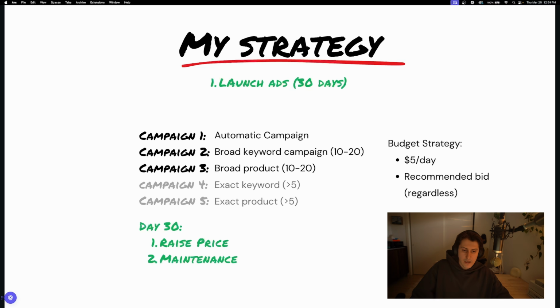And so after day 30, what we're going to do is raise the price to our full book price based on our competitors, and then move on to our maintenance campaigns. So I will say when it comes to raising your price, do not raise your price incrementally. Some people will do $1 per week until they're at the full price.